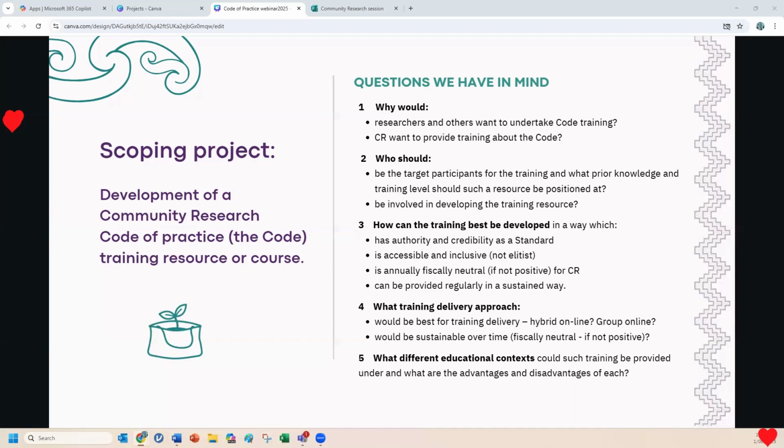We've talked about whether it should be positioned so that it can align with NZQA and academic level courses. And then we talk about community research being about knowledge, in its broadest sense, coming from communities, and maybe too much connection with academia means that it gets an elitist feeling, and we actually miss out on some of the core aspects of community research if we offer it linked to universities or tertiary education. So what sort of approach should it be: hybrid, online, group online? How can we make it sustainable, and what are the different educational contexts?